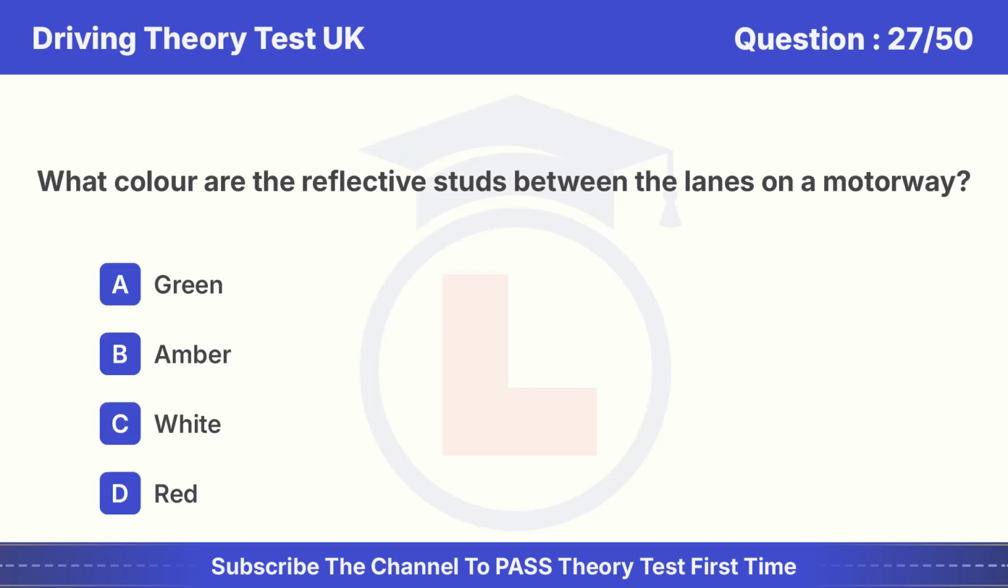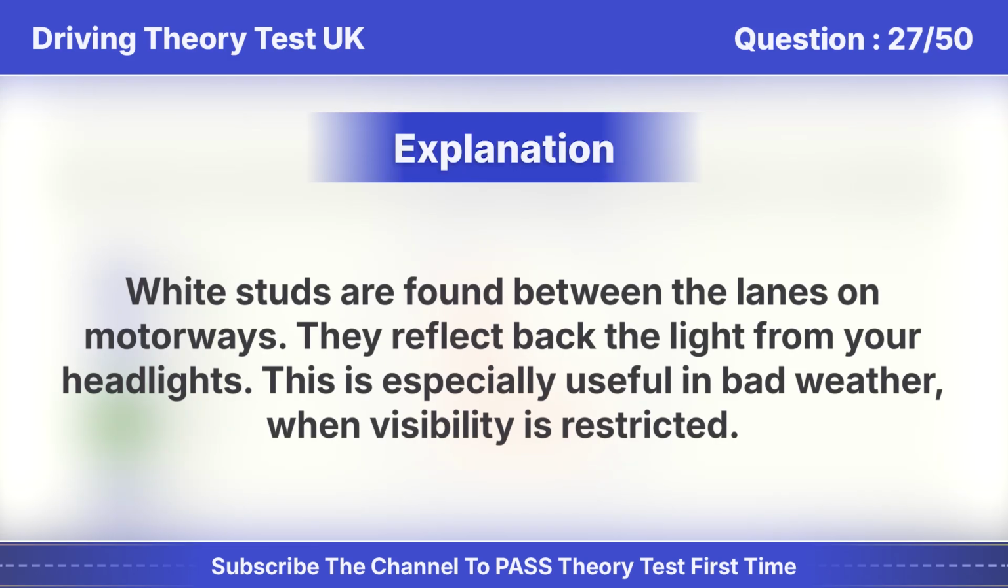Question 27. What color are the reflective studs between the lanes on a motorway? Answer is C. White. White studs are found between the lanes on motorways. They reflect back the light from your headlights. This is especially useful in bad weather, when visibility is restricted.